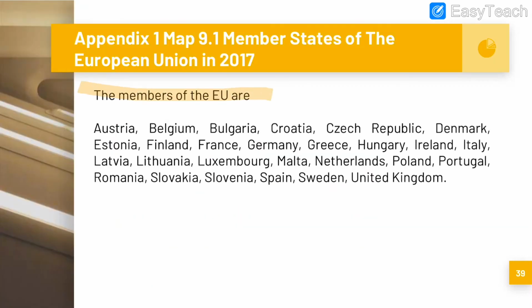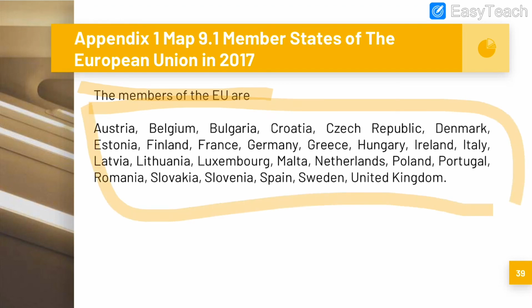These are the members of the EU. It includes all these countries: Austria, Belgium, Bulgaria, Croatia, Cyprus, Czech Republic, Denmark, Estonia, Finland, France, Germany, Greece, Hungary, Ireland, Italy, Latvia, Lithuania, Luxembourg, Malta, Netherlands, Poland, Portugal, Romania, Slovakia, Slovenia, Spain, Sweden, and also the United Kingdom, which wants to withdraw from the EU.